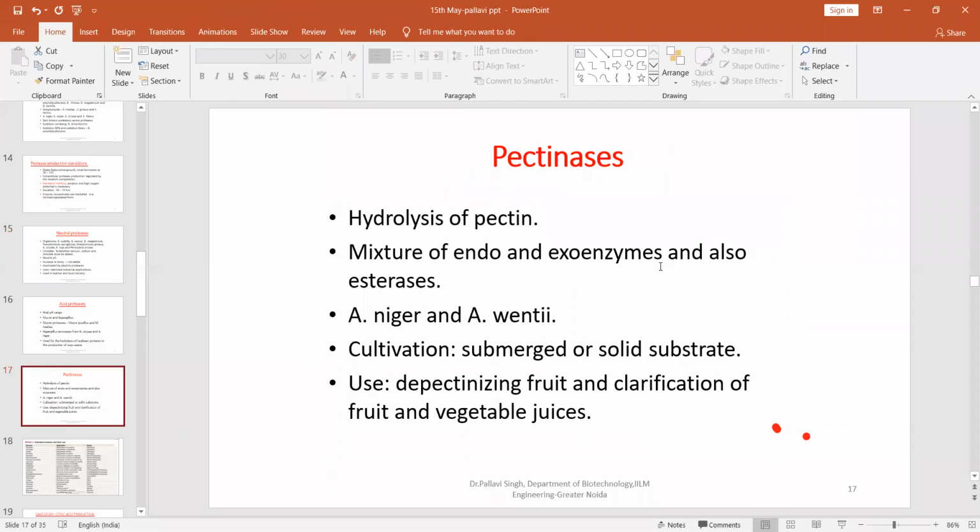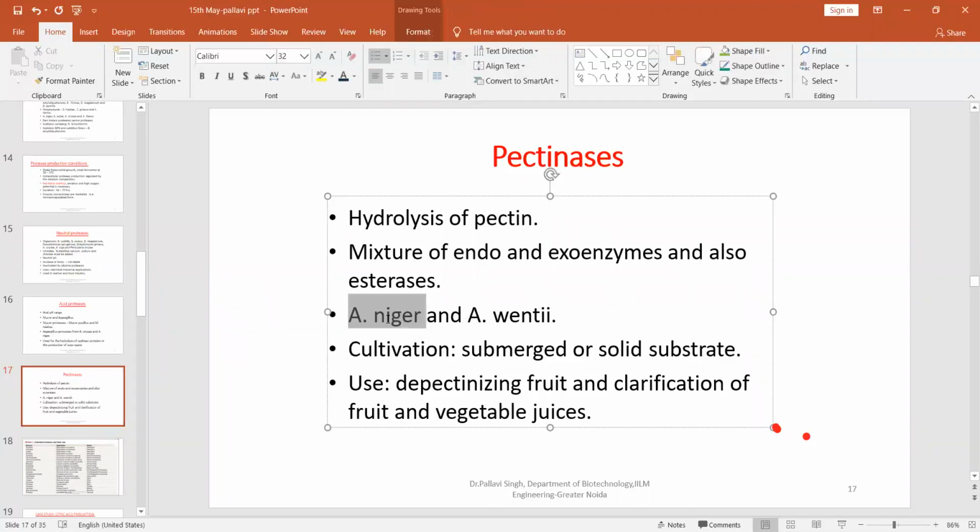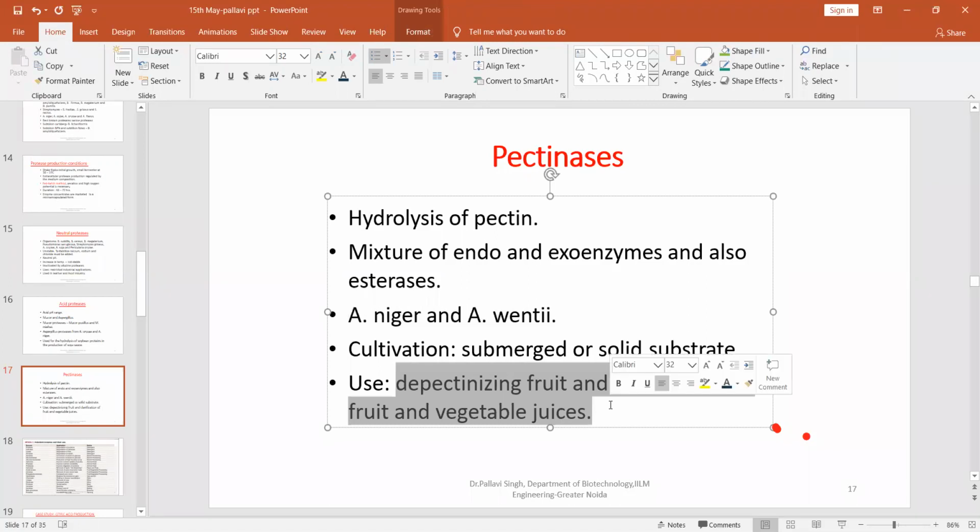Similarly, pectinases. Pectinases are a group of enzymes which hydrolyze pectin, and they are cultivated in submerged and solid state mode. And the fungus which is used for production of pectinases is Aspergillus niger and Aspergillus awamori. These pectinases are used for clarifying the fruit juices and vegetable juices. So all the juices that you have which have pulp, that clarification is done by pectinases.